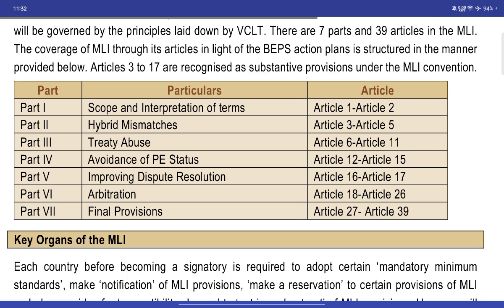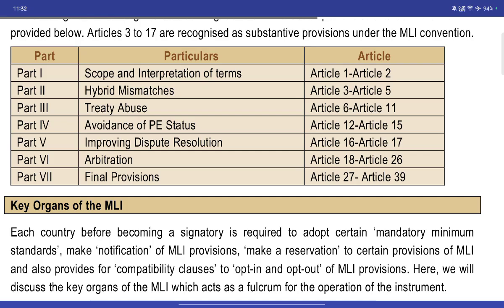Articles 3 to 17 contain the substantive provisions under the multilateral instrument. Parts 1, 2, 3, 4, 5, 6, 7. Part 1, scope and interpretation of terms, Articles 1 and 2. Part 2, hybrid mismatches, Articles 3 to 5. Part 3, treaty abuse, Articles 6 to 11. Part 4, avoidance of permanent establishment status, Articles 12 to 15.